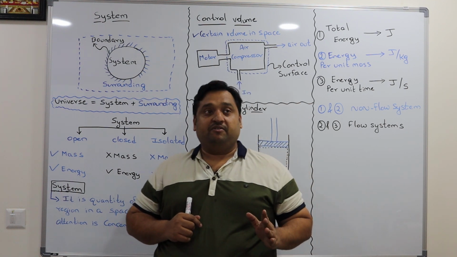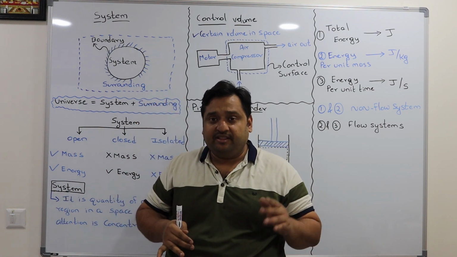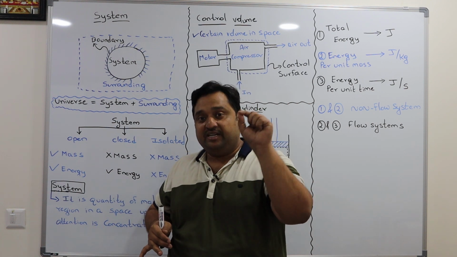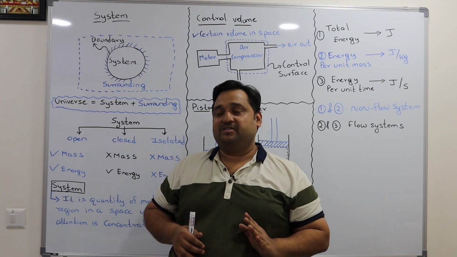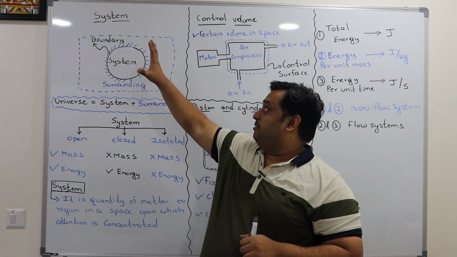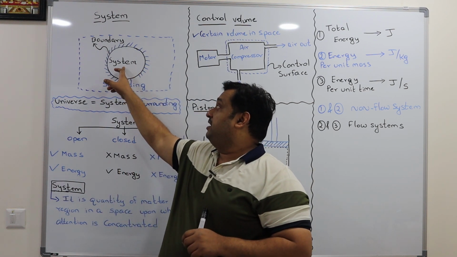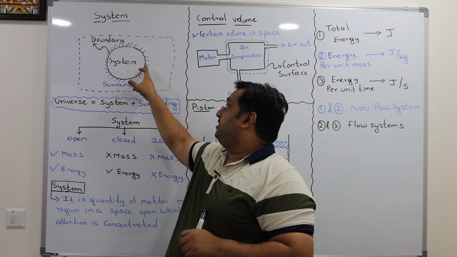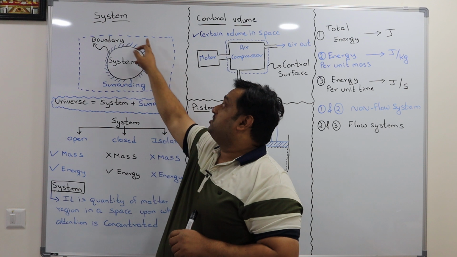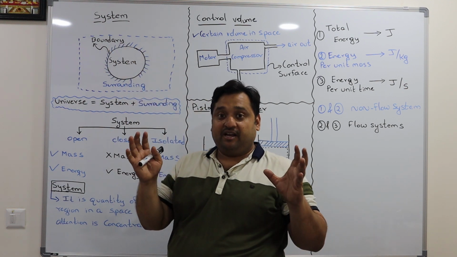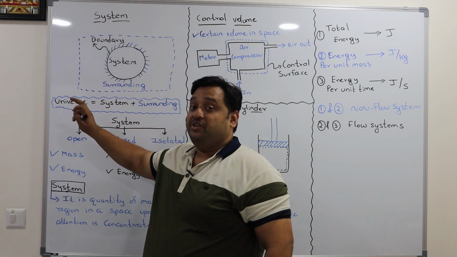The basic thing is, if you have clarity about the system and surroundings, that is the major portion. The first trick to understand the concept of thermodynamics is being able to define what is system and what is surroundings. I have drawn a picture as an example. A system has a boundary, and beyond the boundary it is called surroundings. If I club system and surroundings both, if I look at both, then it is called the universe.